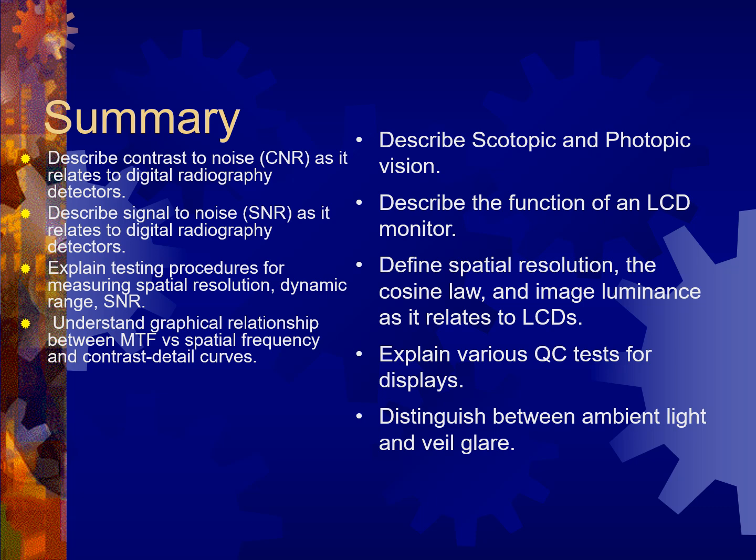Various test patterns for various types. There was luminance uniformity, just maximum luminance, which was 800 lumens for an LCD. Difference between class 1 and class 2 monitors is the native spatial resolution. And the definitions for ambient light and veil glare. You should know those too.